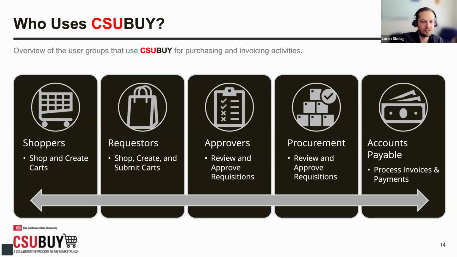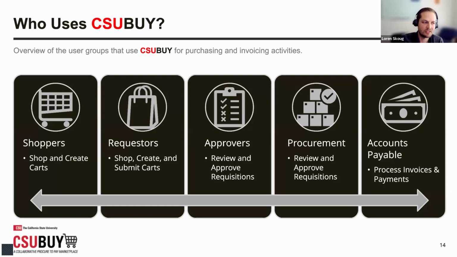This is listed from left to right in the order that they would interact in the system. So the first thing that starts everything is shopping. So a shopper can do exactly what it says there, shop and create carts. What that means is they can go into the system, create carts, add items, put in cost details, attach items to draft requisitions, but they cannot submit requisitions into the workflow for approval, for DOA approval, for procurement approval. They can't do that. Only requesters can do that.